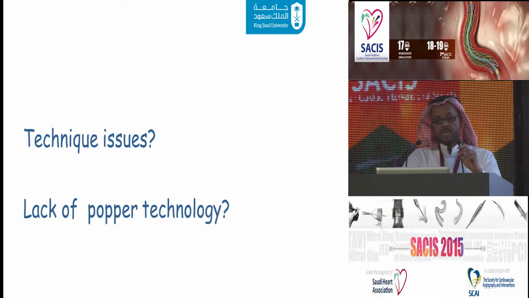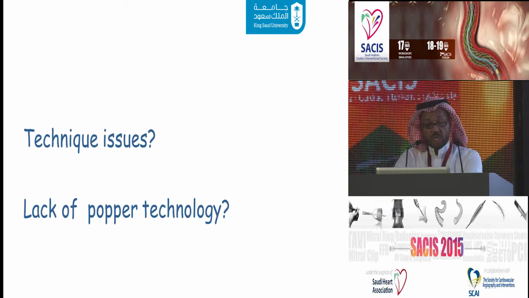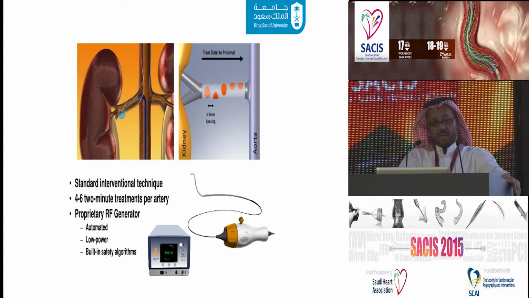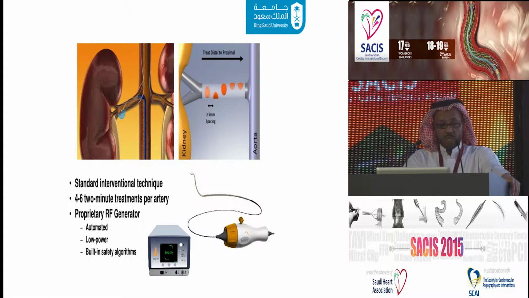So let's talk about the technique and the technology that was deployed in these studies. This is the Symplicity machine. This is the ablation catheter. This is the RF generator. You use an 8 French sheath. You go to the renal artery and put some 4 to 6 lesions in a circumferential fashion, and each lesion lasts for 4 to 8 seconds.